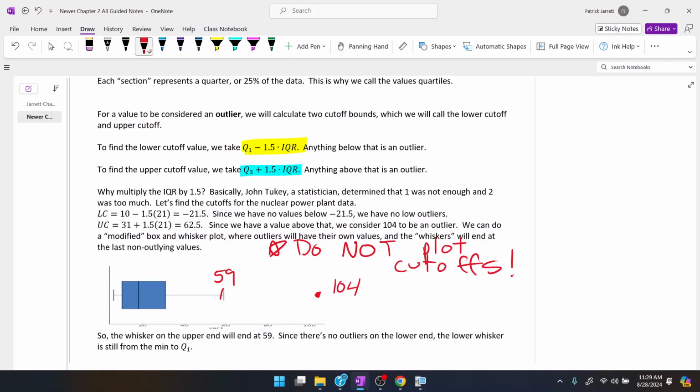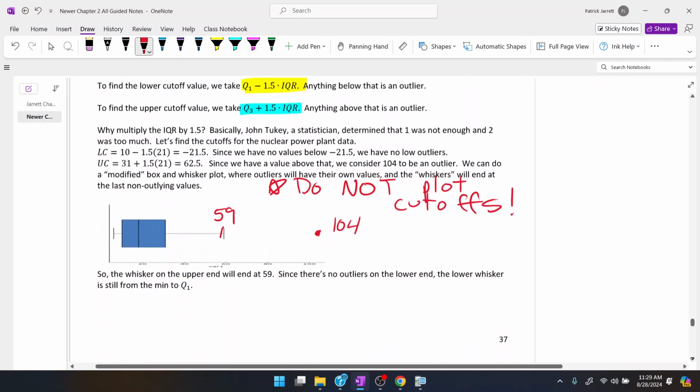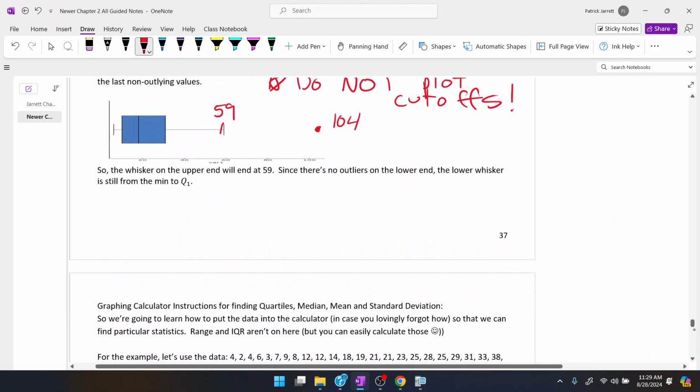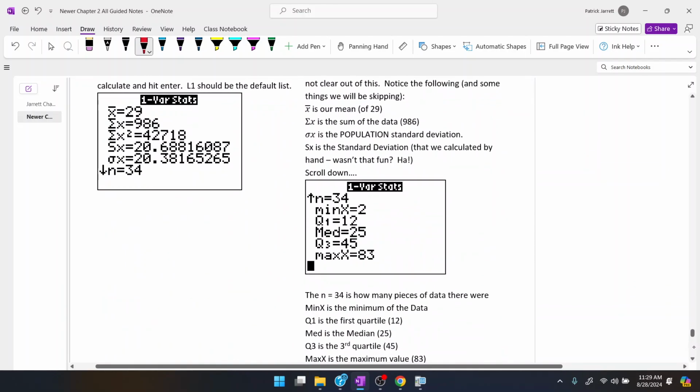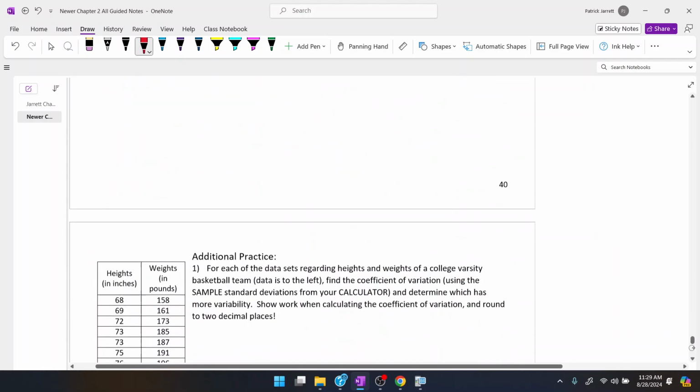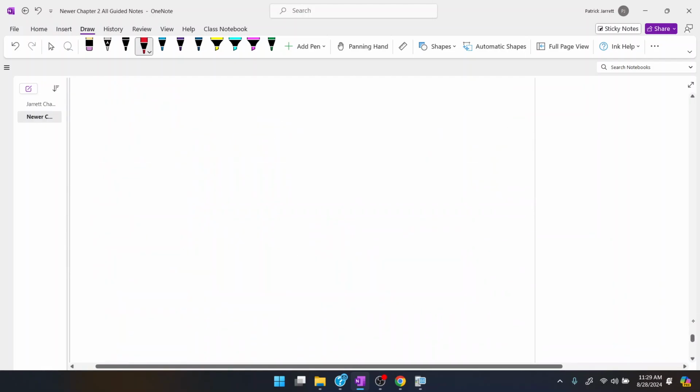So, this is how we do a box and whisker plot. Now, here is something really good. This will show you how to do a box and whisker plot. Well, no, this will show you how to find the quartiles.